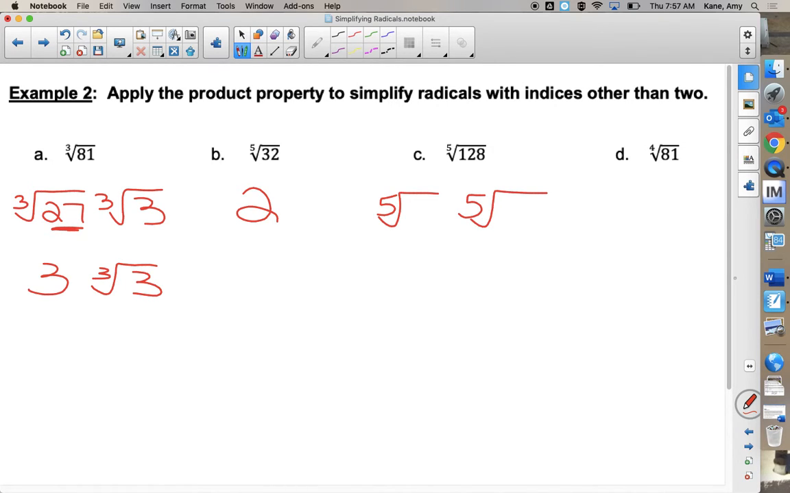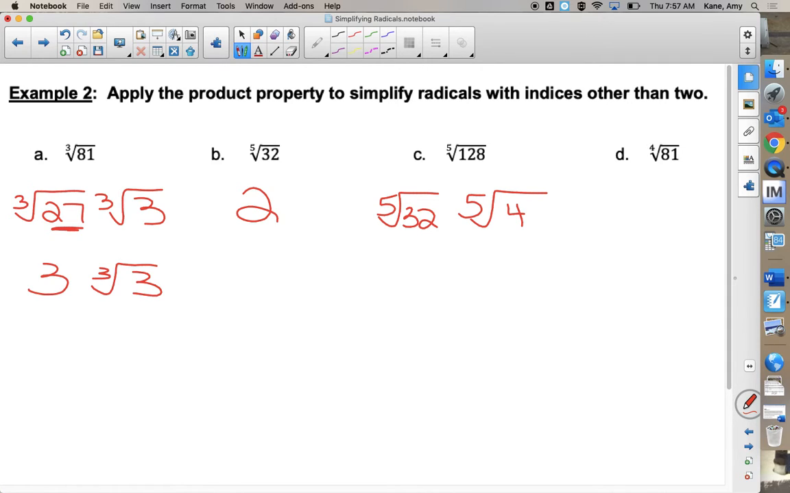Jack, any of those numbers go into 128? 32. And 4. So all you do is you take 128 and you divide it by the numbers in the column. So divide it by 32. You could try 81, but 81 doesn't divide into 128.